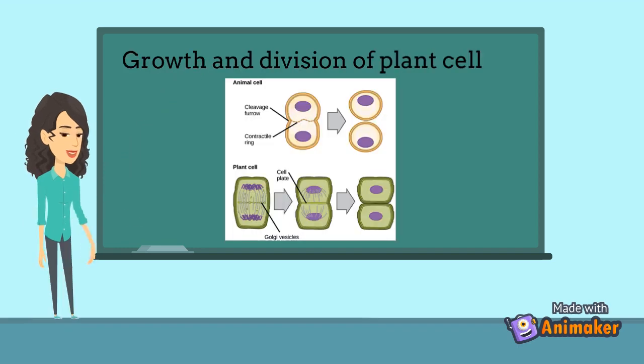The growth and division of plant cell. Like other multicellular organisms, plants grow through a combination of cell growth and cell division. Cell growth increases cell size, while cell division, or mitosis, increases the number of cells. Meristem is a type of plant tissue consisting of undifferentiated cells that can continue to divide and differentiate.